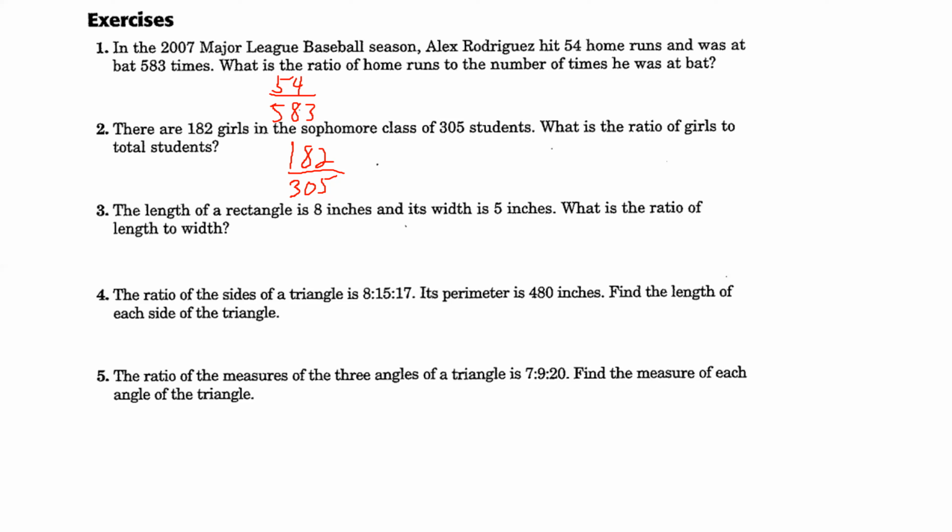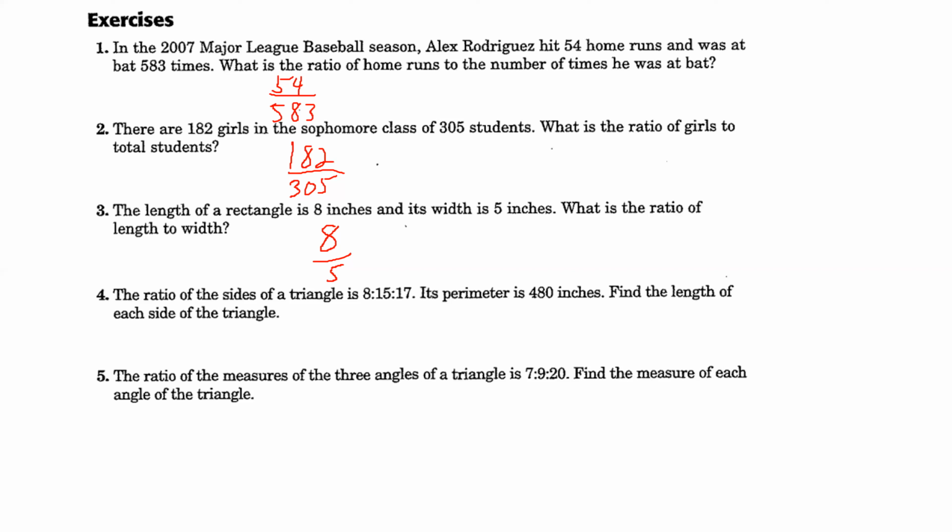Number 3, same thing. It gives us the length of a rectangle and the width. It wants to know the ratio of length to width. So that is 8 to 5. And that's it. Now, on number 4, the ratio of the sides of a triangle is 8 to 15 to 17. Its perimeter is 480 inches. Now, we did this one in class on Friday. I think there's about 5 of you that I gave a worksheet to. So let me just run through it real fast.